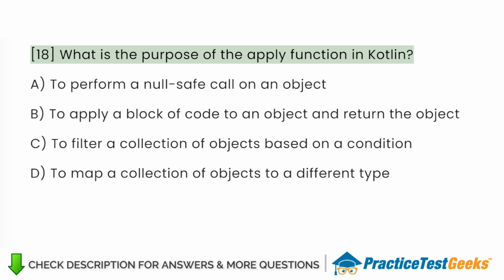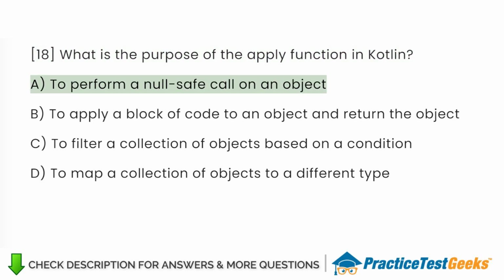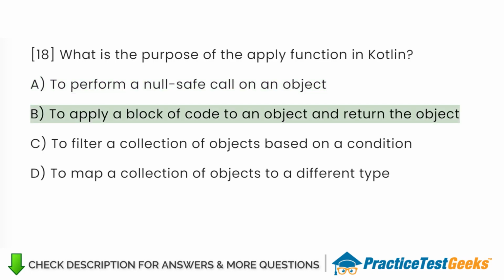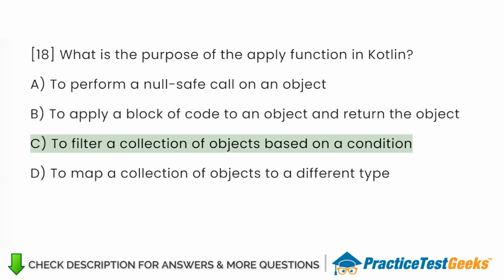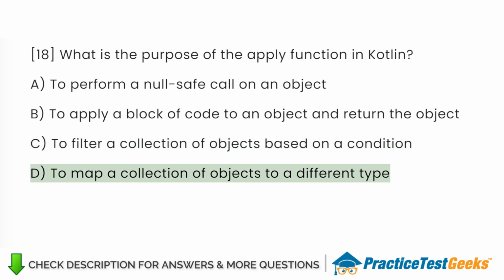What is the purpose of the apply function in Kotlin? A. To perform a null-safe call on an object. B. To apply a block of code to an object and return the object. C. To filter a collection of objects based on a condition. D. To map a collection of objects to a different type.